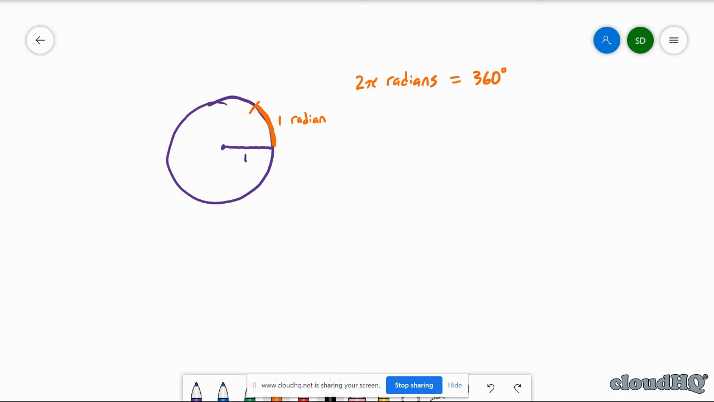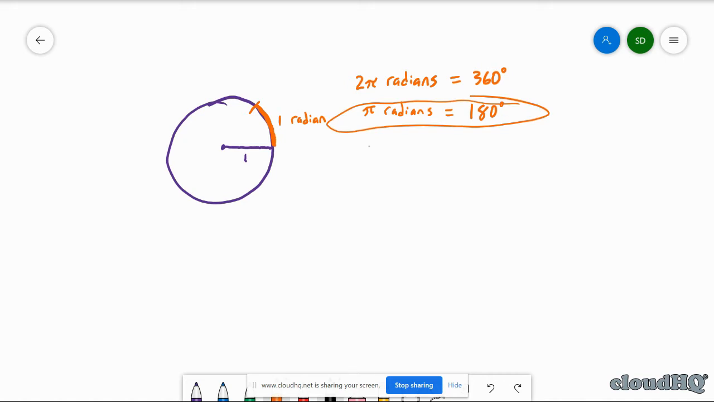Oftentimes we'll use pi with radians. We don't have to, like here was actually 1 radian without a pi, but a lot of times we talk about in terms of pi because a full circle is 2 pi radians. What would be 1 pi radian? How many degrees would that be? 180 degrees. Half of a circle is a pi radian. That right there is something you want and need to know.